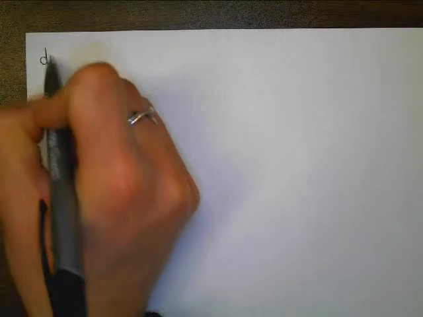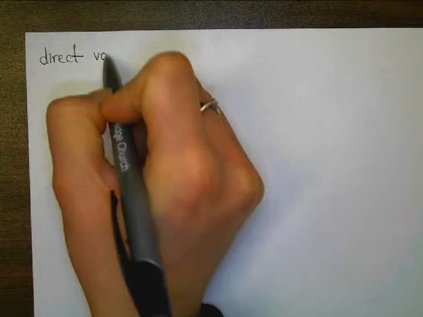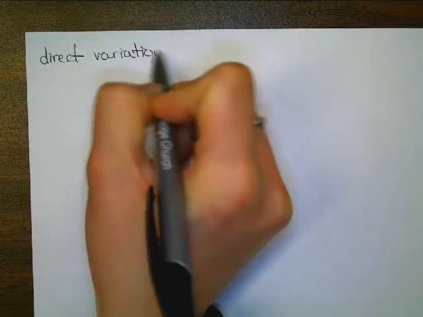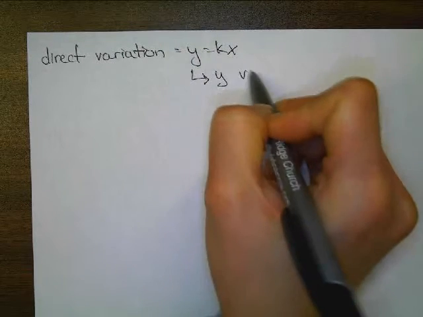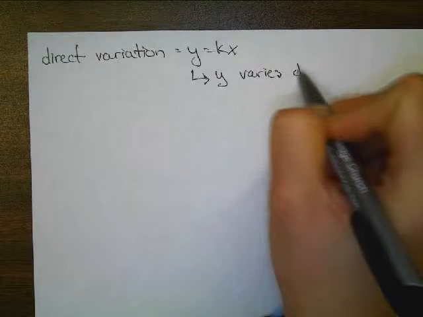Today we're going to talk about direct and inverse variation. So direct variation is in the form of y equals kx. This means that y varies directly with x.